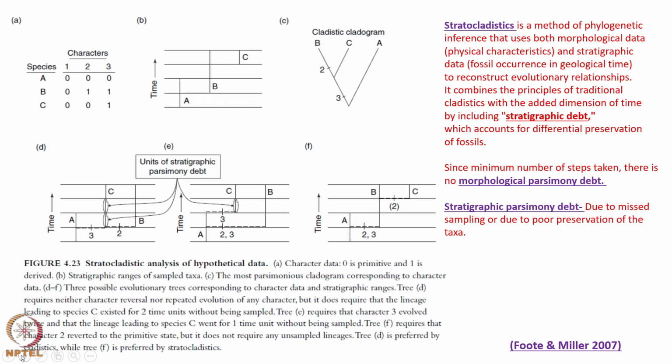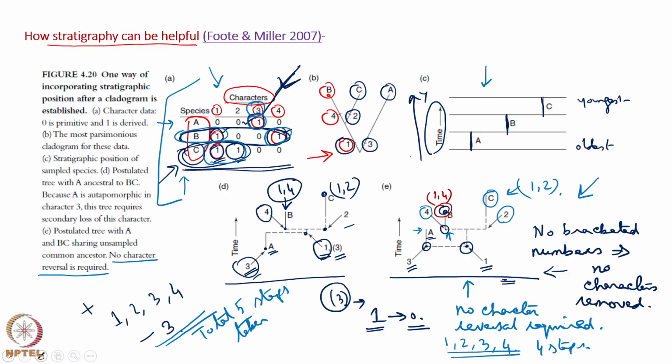Now, we can define a term called stratocladistics. It is a method of phylogenetic inference that uses both morphological data, that means the physical characters based on which we can define the characters, and the stratigraphic data, the fossil occurrence in geological time. Say this is the situation. In this present example, species B and species A have a common interval where they co-occur. This is the place of co-occurrence of A and B, and in this way this problem is different from the previous problem, this one.